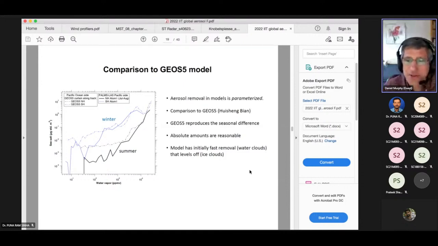This is a comparison to the GEOS-5 model that was run by Huisheng Bian. The observations are in dashed and the model is in solid. And they do a very good job of reproducing the summer-winter difference, amazingly good job, and getting the absolute amounts. Where the model doesn't do quite so well is in really, really dry air. It's not removing quite enough of the sea salt out of the model.